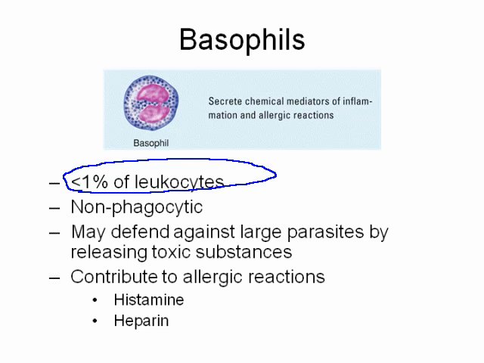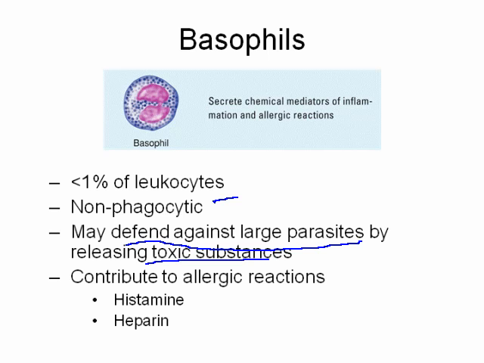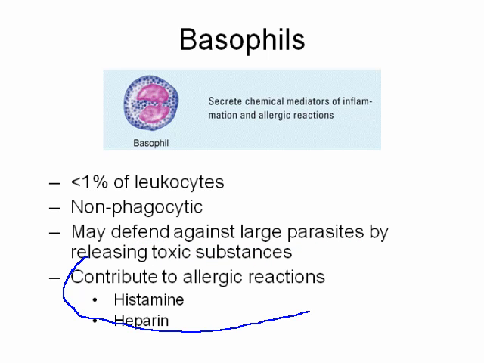Basophils, a very small proportion of leukocytes, are basophils. These are not phagocytic. They may defend against large parasites by releasing toxic substances. But largely they contribute to allergic reactions by the release of histamine or heparin, which are at least two of what we call the chemical mediators of inflammation. There are others that are also called inflammatory mediators, but these are the two main ones that are released by basophils.